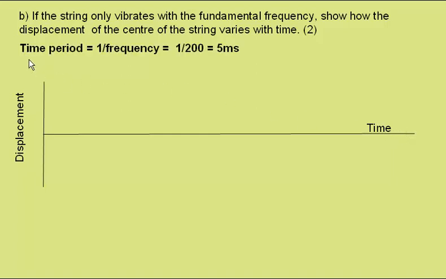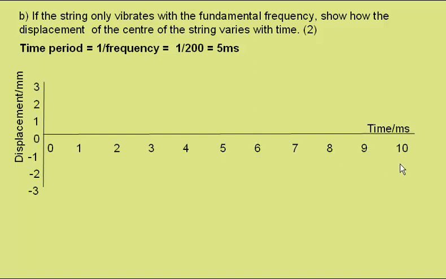Firstly, if we find the time period, which is given by 1 over the frequency, or 1 over 200 hertz in this case, the time period, the time to do one complete oscillation, is 5 milliseconds. We could do with showing a few oscillations, so I've gone for a scale in milliseconds going up to 10 milliseconds. That will give us 2 complete oscillations.